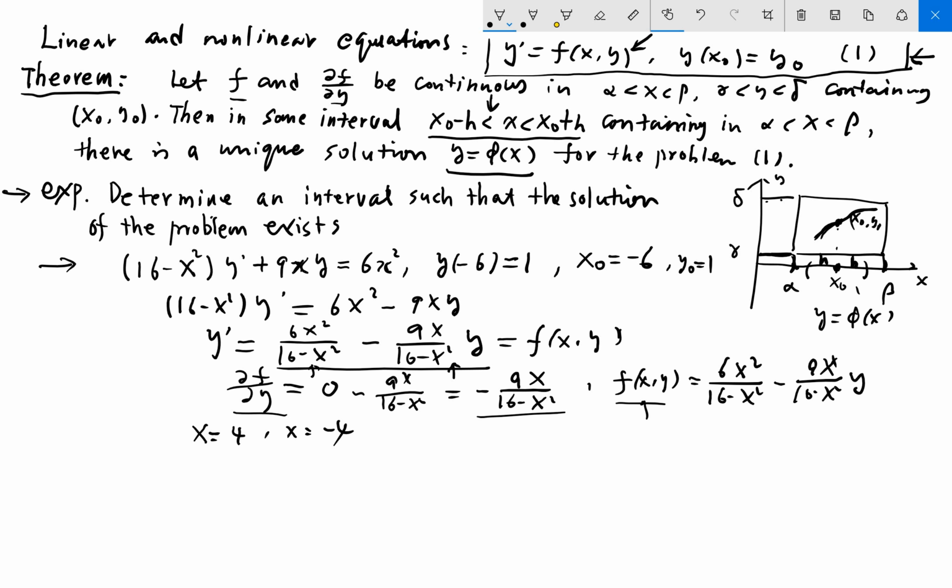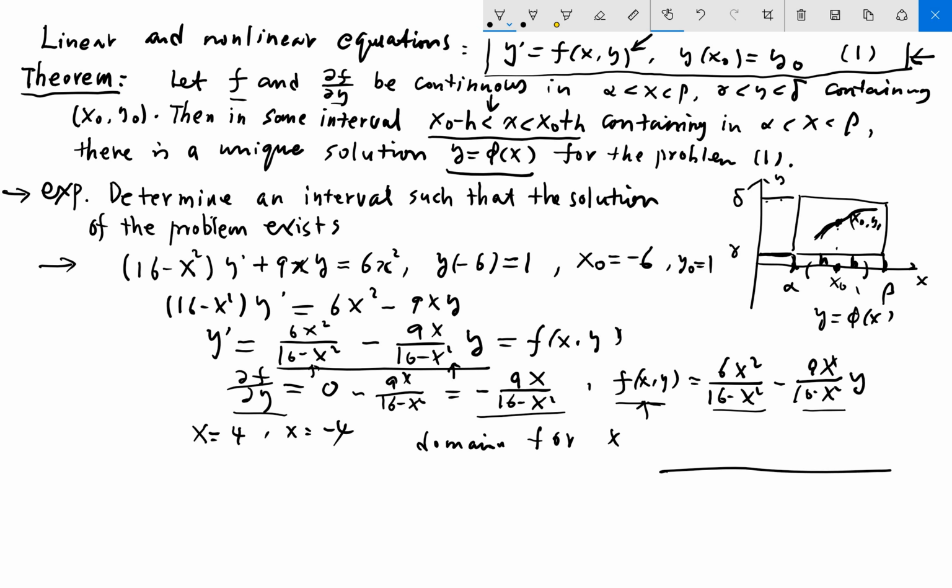Now let's look at the second function. The same thing. This function is fine except at x equal to 4 and negative 4, which make the denominator 0. As for the y term, for any y this function is fine. So all y is fine, and we just look at the domain for x.